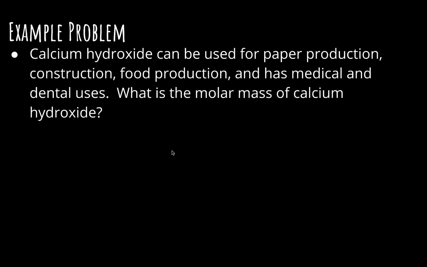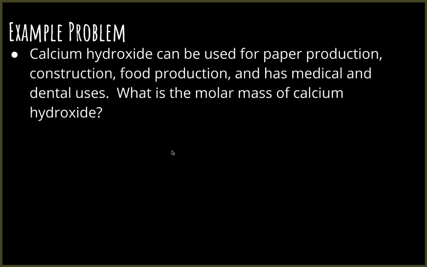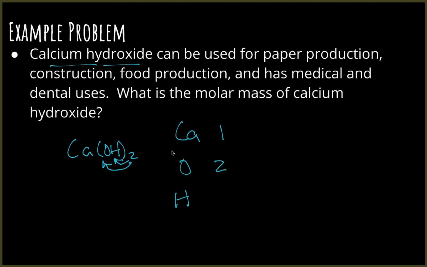Great, last example. Maybe stop, try this one on your own, and then come back and check. So calcium hydroxide, I know how to write the formula for this: Ca(OH)2. I'm going to do the same thing here: Ca, O, and H. There's one Ca, and if you remember from the last unit, that 2 goes to everything inside the parentheses. So there's 2 O's and 2 H's.